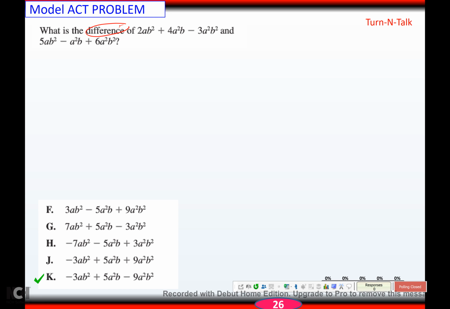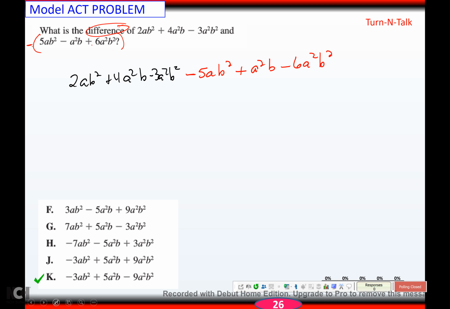Okay, they want the difference, which means I'm subtracting this polynomial. That's going to make negative 5ab squared, minus a negative is going to make plus a squared b, minus a positive is going to make it negative 6a squared b squared, from the 2ab squared plus 4a squared b minus 3a squared b squared. So once I distributed the negative, now we just have to combine like terms.